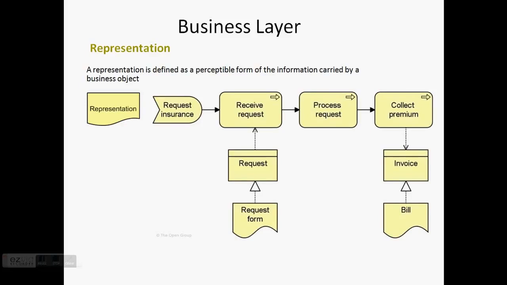For example, a registration form can be in different formats. It can be in a PDF format, an HTML format, or an electronic format. For example, you could do it over the telephone. A representation may realize one or more business objects. For example, an HTML or a PDF document could contain more than one object, such as personal information plus business information in the same document.